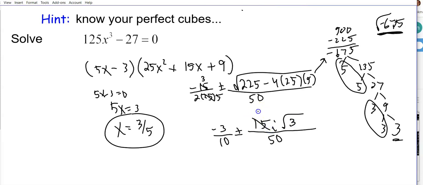15 cancels. Wow, this is a lot of work. Divided by 5 is 10. Okay, so we get negative 3/10. Kind of a similar type answer to last time. Plus 3i square root of 3 all over 10. Wow, that's a lot of work.